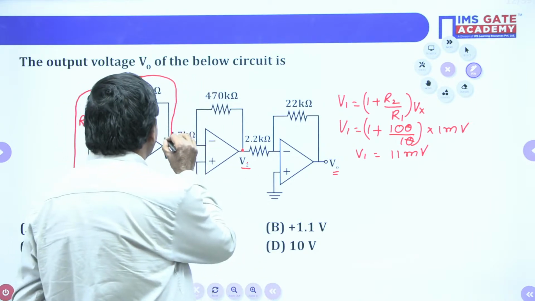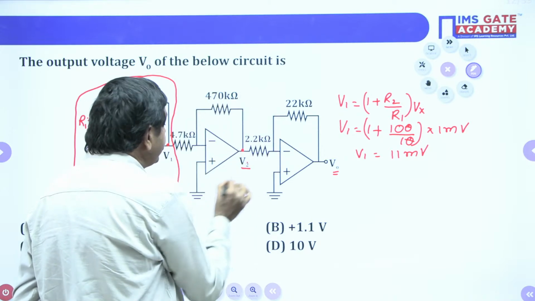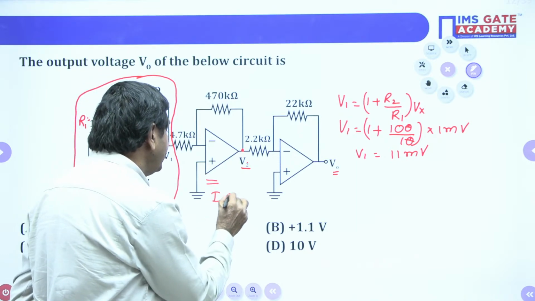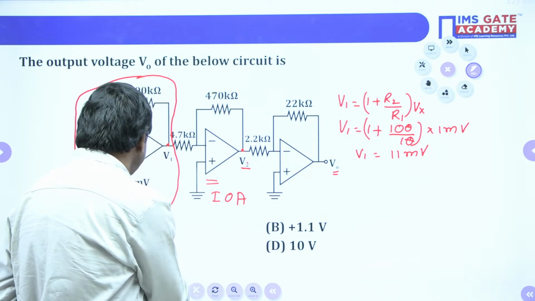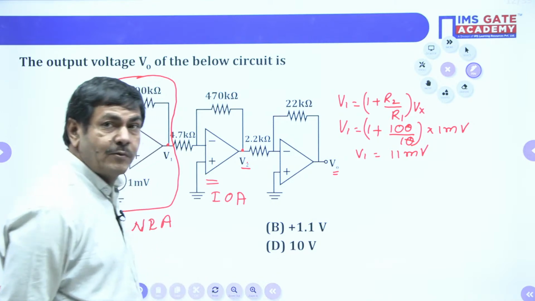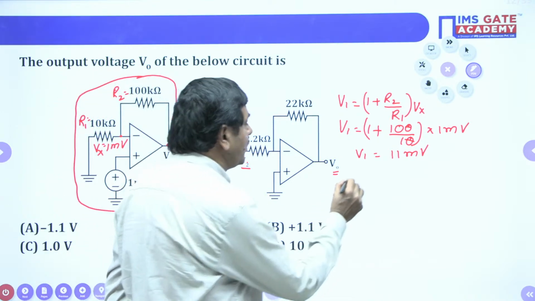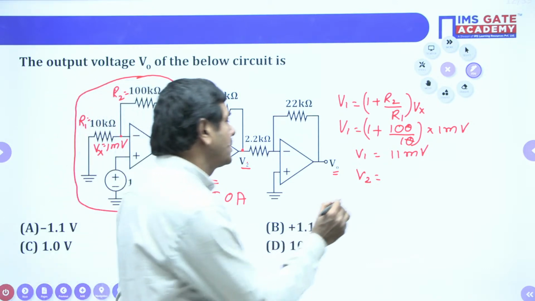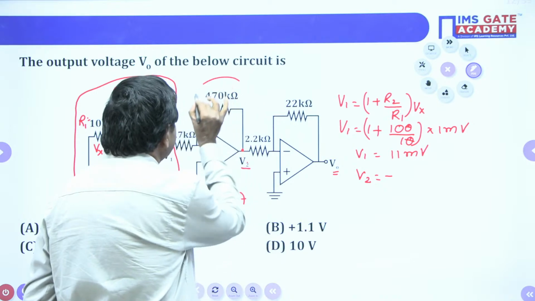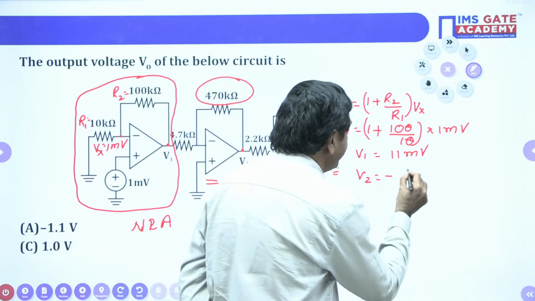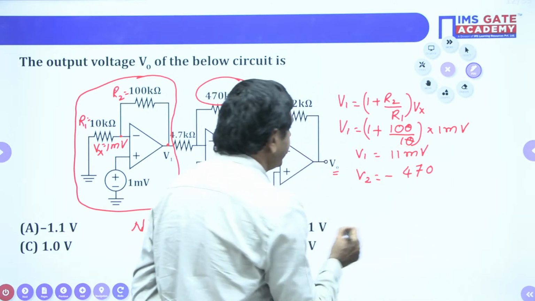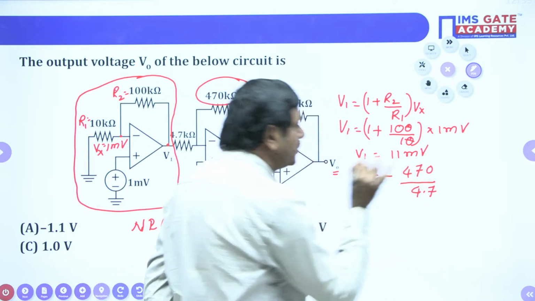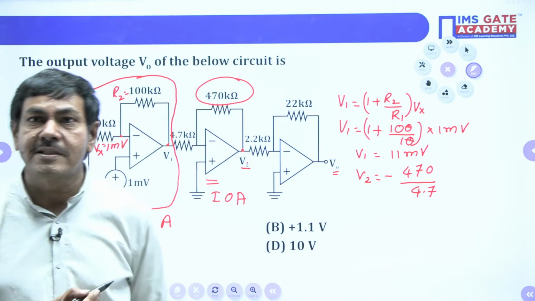Can you say what is the name of this network? What network is given here? This network is nothing but an inverting operational amplifier. The second one is an inverting operational amplifier, and the previous one was the non-inverting operational amplifier. In the inverting operational amplifier, everybody knows V2 is nothing but minus of R2 by R1. R2 is 470 K, divided by 4.7 K, K cancels, 4.7 into the input voltage.